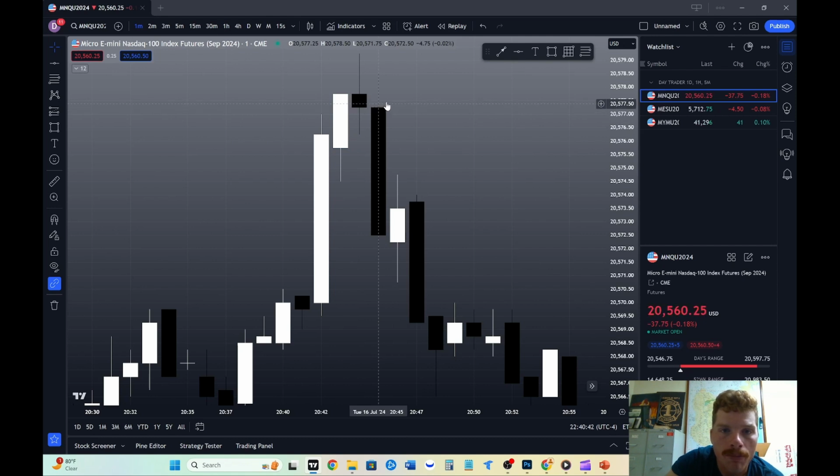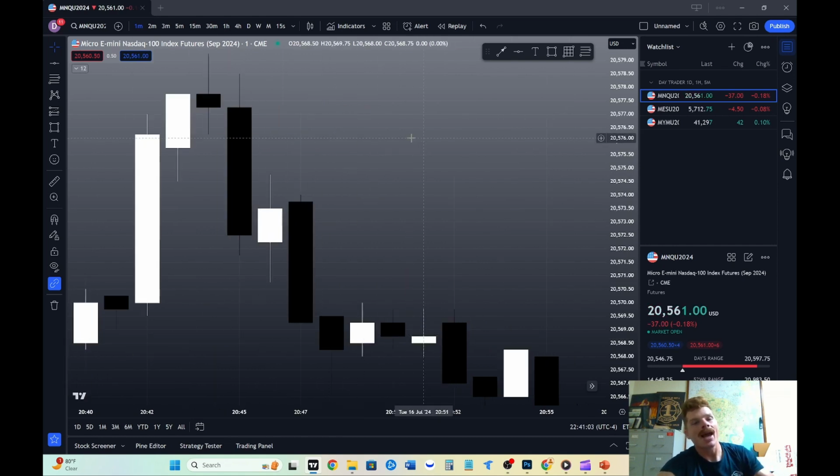Candle open, buyers tried to keep going, they got rejected. Sellers took off. Buyers tried to come back in, and candle closed. Last one, candle open. Sellers tried to sell it off, buyers tried to buy it up, and candle closed.